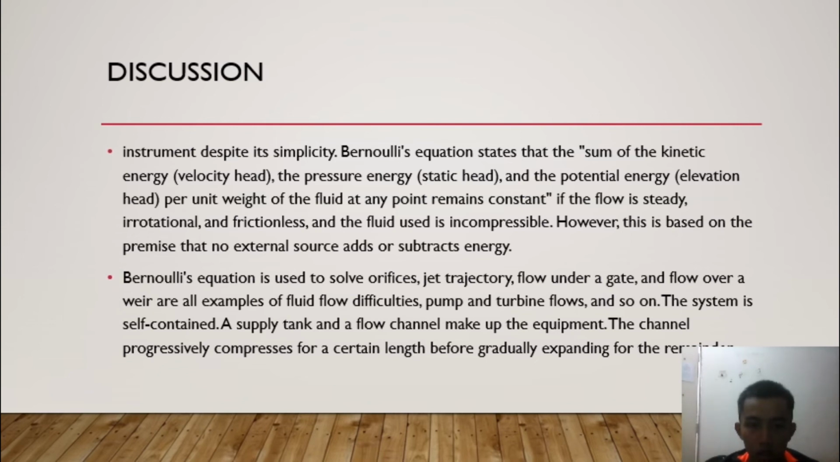The equation is used to solve a fluid jet trajectory, flow under a gate, and flow over a weir, which are all examples of fluid flow, as well as pump and turbine flow, and so on. The system is self-contained, a supply tank and a flow channel make up the equipment. The channel is compressed for a certain length before gradually expanding for the remainder. Thank you.